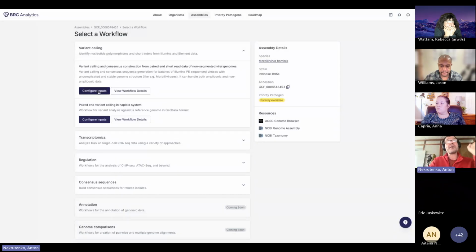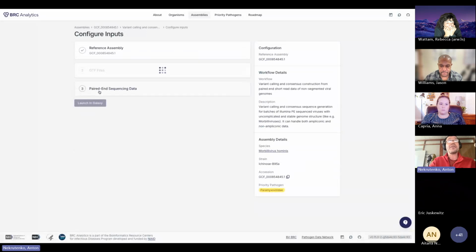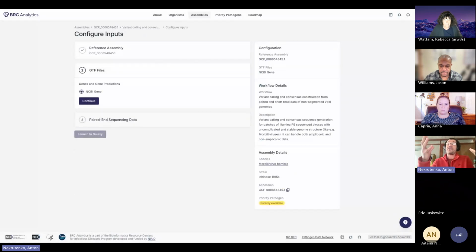And once I pick the workflow, I can configure inputs. So when you do surveillance studies, what you essentially do is collect data from individuals, map it against the reference, and call variants. So the reference we already picked. We need to know gene information because we're going to classify all variants, whether they're in certain genes, that are coding or non-coding. So you need gene annotations from that.